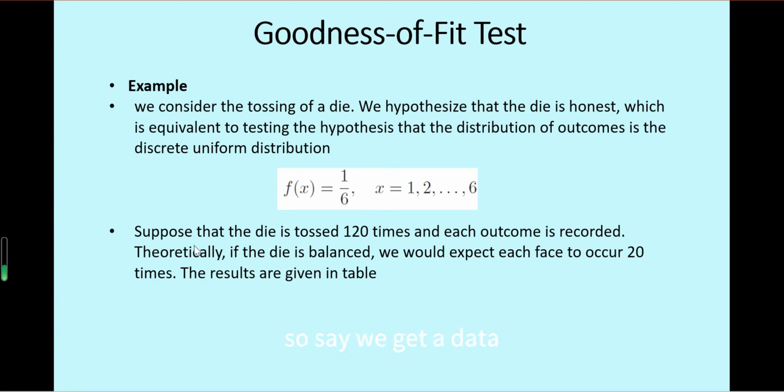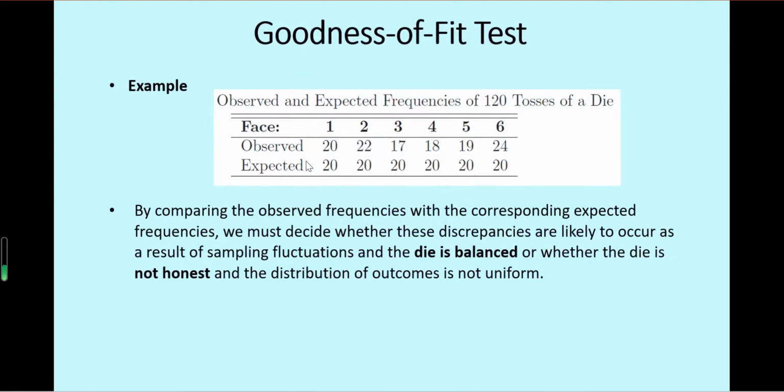Say we get the data, suppose that the die is tossed 100 times, and we record the outcome. Theoretically, if the die is balanced, which means each side has the same probability to occur, then we would expect each face to occur 20 times. The result can be seen from the table. These are the observed counts, a total of 100 tosses. And these are the expected counts. If the die is fair, we get 20 for each number.